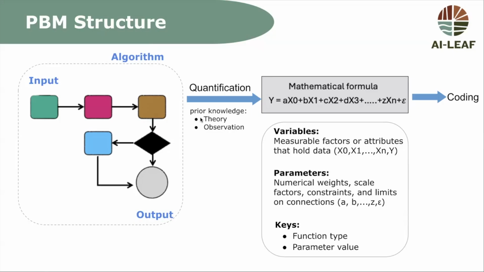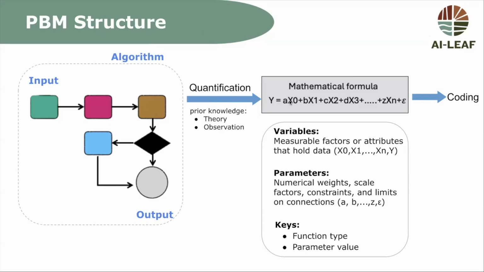We need prior knowledge, like a series of observations. Most of it is based on current knowledge from publications, from scientific experiments, or even other field studies, like practice studies. All of this information can guide the construction of the process-based model. Then we use mathematical equations to represent those processes.